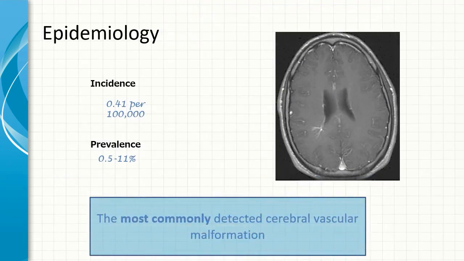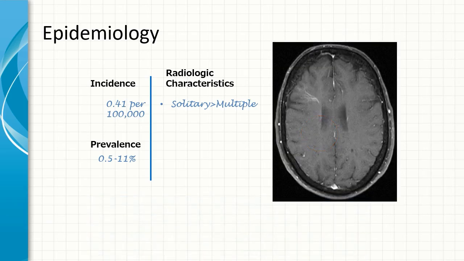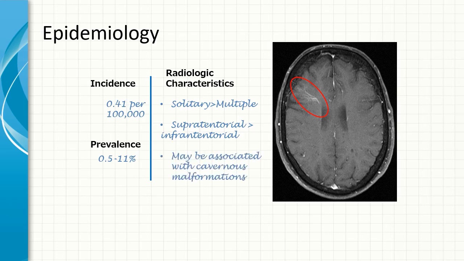Developmental venous anomalies are the most commonly detected cerebral vascular malformation. They occur in 0.5 to 11% of people. They are typically solitary, but multiple have been described. Here you see a developmental venous anomaly with the radially arranged veins. They are typically more common in the supratentorial region than infratentorial, and they may be associated with cavernous malformations.